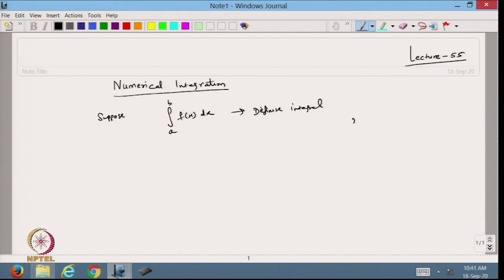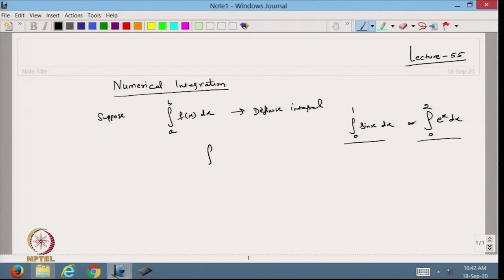For example, suppose I want to find the integration from 0 to 1 of maybe sin x dx, or from 0 to 2 of maybe the exponential function e^x dx. This type of integral, we know that we can solve directly using the knowledge of 11th or 12th standard, and then we can find the integral value. But how numerical integration is going to play a role is that sometimes we are unable to find the analytical solution of this integral.